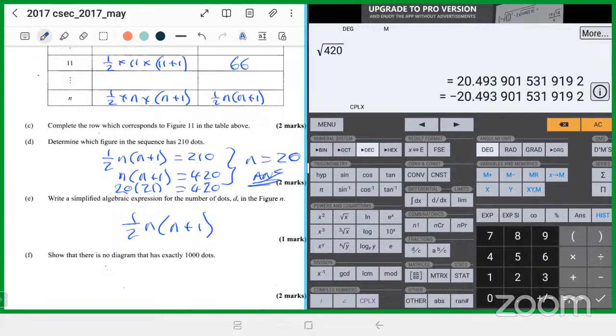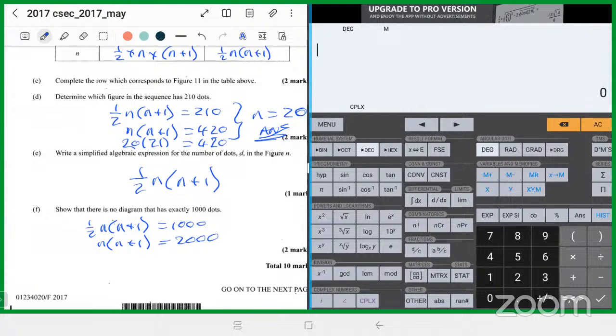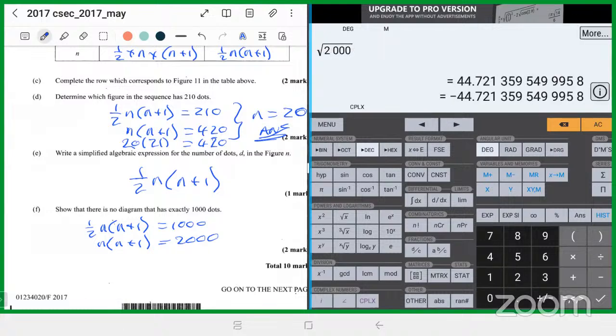Show that no diagram has exactly 1,000 dots. So what I'm going to do is put half n plus 1 equals 1,000. And so n times n plus 1 equals 2,000. Then we're going to try to find n the same way again. So we're going to square root 2,000 again. Square root of 2,000, and we get 44.7, right?